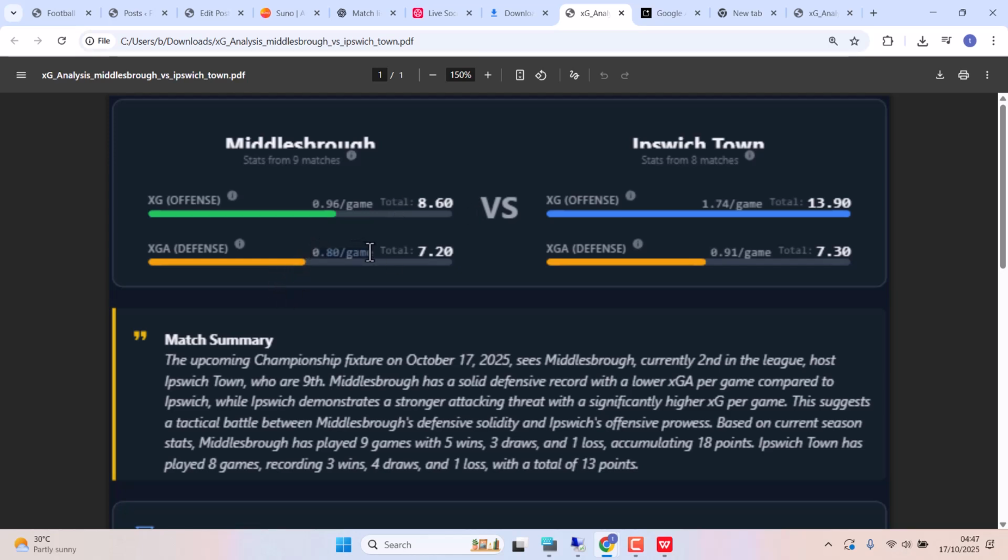Similarly, Boro's defence is excellent, isn't it? 0.8. And Ipswich could take advantage if they can conjure up their normal 2 goals a game expected goals. So this could be attack versus defence here today, Ipswich against Middlesbrough.